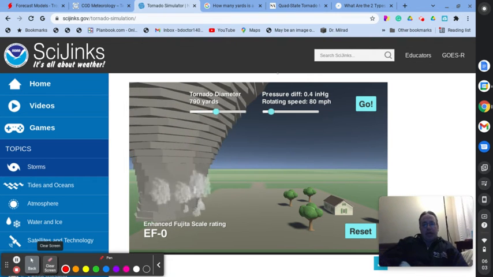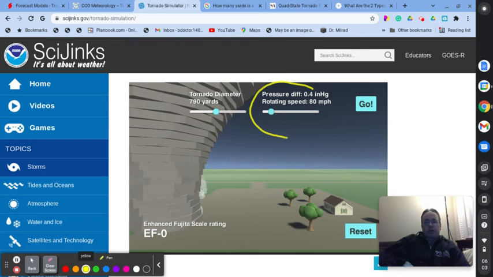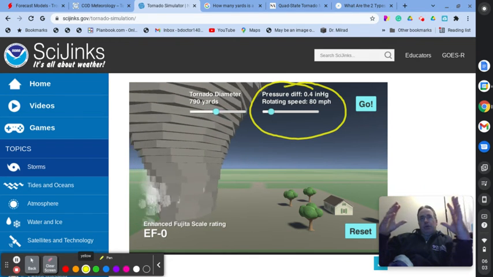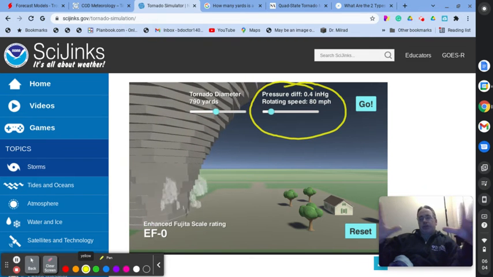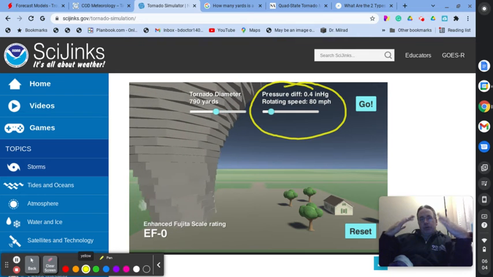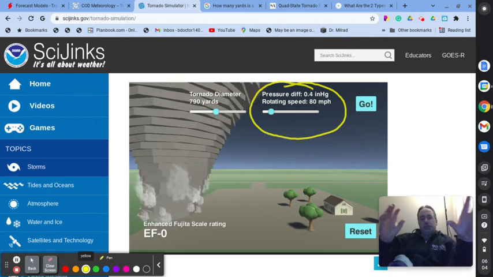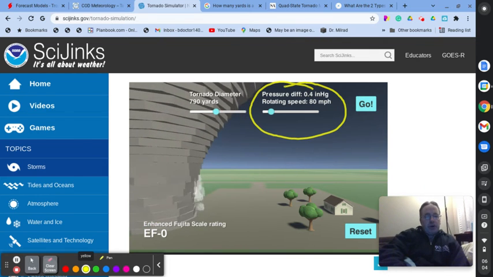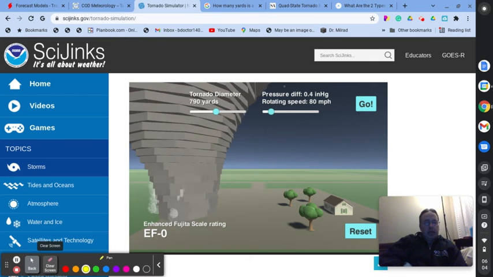Now, over here, this is the pressure difference. What makes a tornado more destructive than others, there are several factors, but the biggest factor is air pressure. Okay, so let me describe some of what's going on.